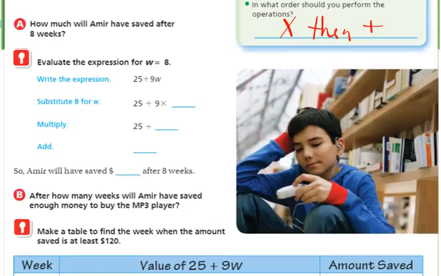All right, question A. How much will Amir have saved after 8 weeks? So we're going to evaluate the expression for W equals 8. We're going to start by writing our expression. We are then going to substitute in 8 for W. So we'll have 25 plus 9 times 8. Then, following the order of operations, we are going to take care of multiplication first. 9 times 8 is 72. 25 plus 72 is 97. So Amir will have saved $97 after 8 weeks.